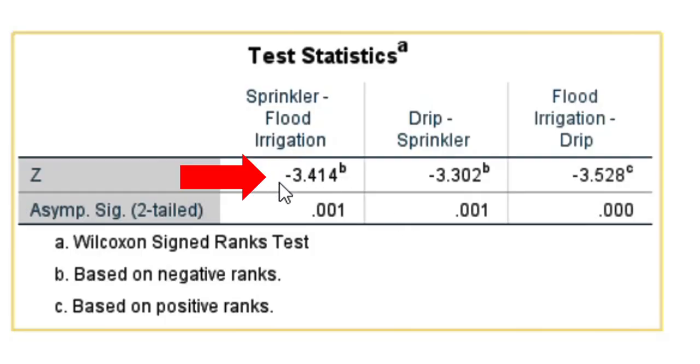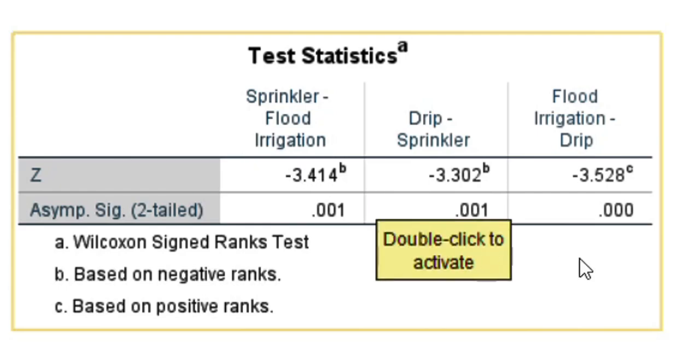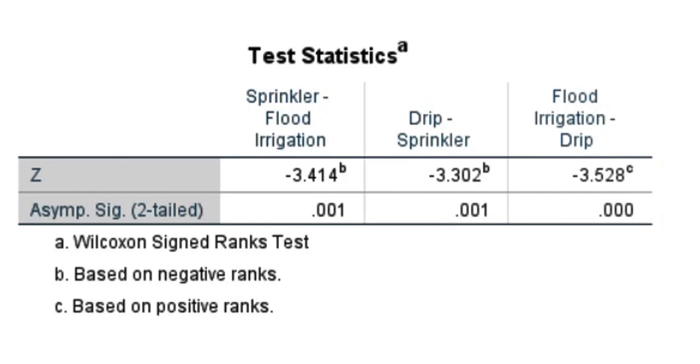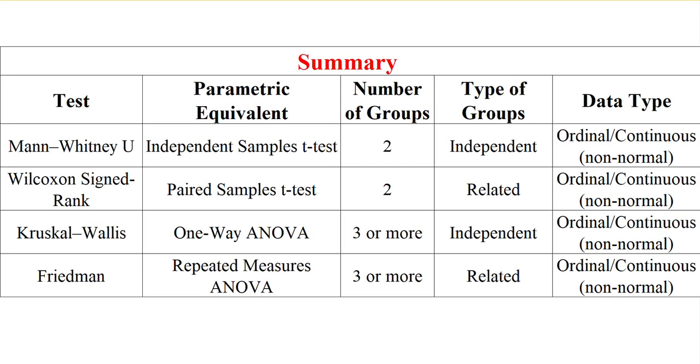The negative or positive sign of the Z statistic indicates the direction of ranked differences based on how SPSS computed them. It does not by itself indicate which value has the highest effect. In this manner, you can perform all non-parametric tests based on your data type.